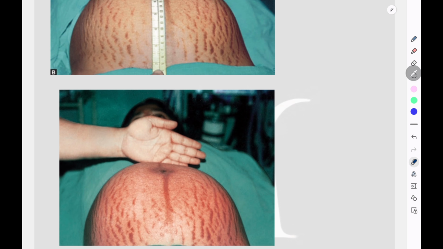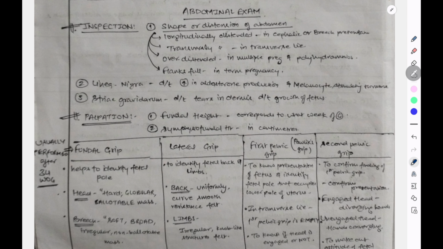Here in this photo you can see linea nigra and stria gravidarum. Other things that you will see in inspection is whether all quadrants are moving correspondingly with respiration or not, and you will look for any sinuses, scars, or any dilated veins. You'll also see for the hernial orifices if they are intact or not. So in inspection you will follow these things.